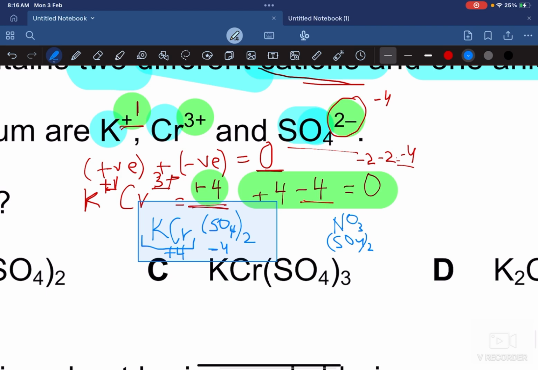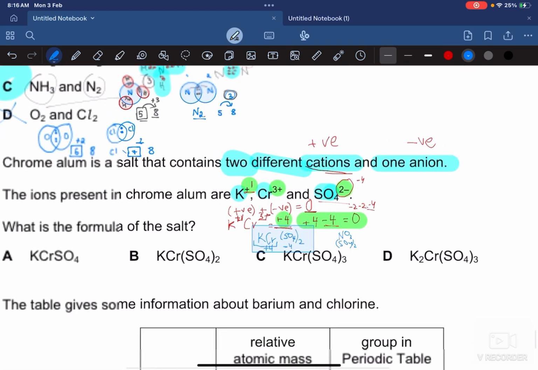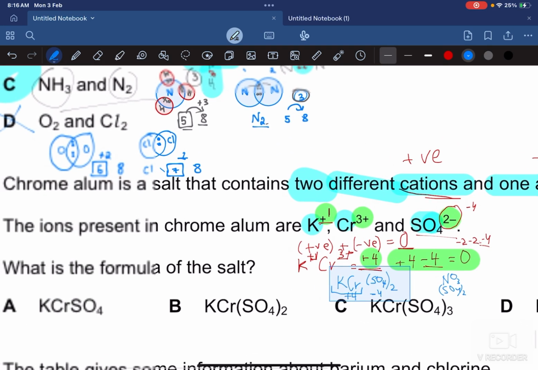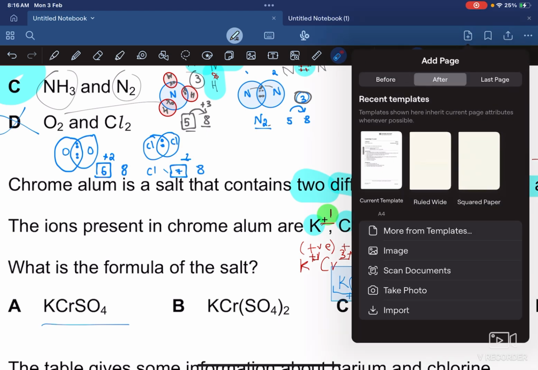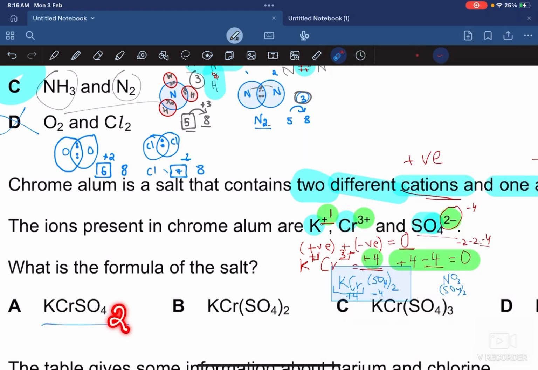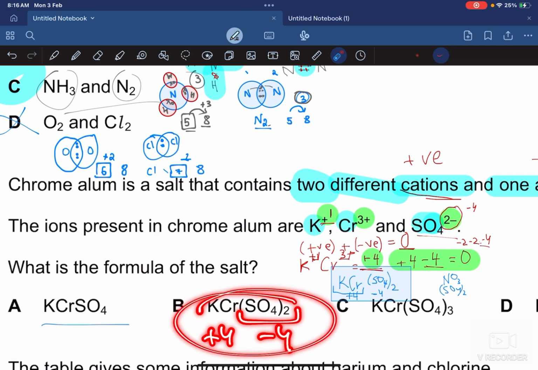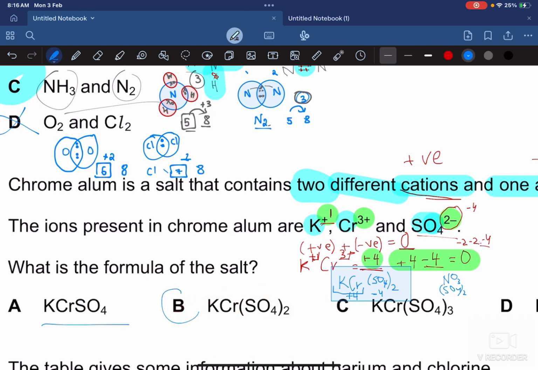Now let's check out the correct option. What matches our salt? A does not match because A only has 1 sulfate. We have to take 2 sulfates, because this is +4 and we need -4. So we need to take 2 sulfates. Option B seems correct because this part makes it +4 and this part makes it -4. That's a balanced salt. So the correct answer is going to be option B.